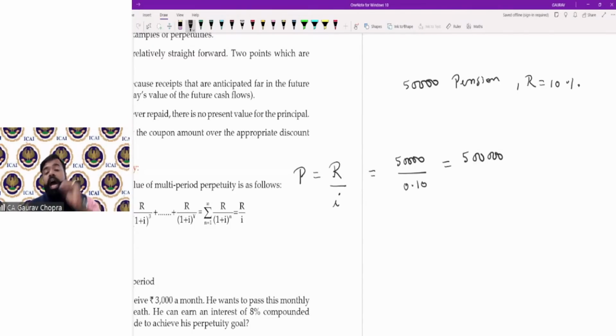तो उसके लिए आज आपको लमसम कितना डिपॉजिट करना है? 5 लाख रुपीस. सो मार्केट के अंदर आपने काफी सारे प्लान्स देखे होंगे, जैसे इंश्योरेंस कंपनी आजकल प्लान्स लेकर के आती है, पेंशन प्लान, रिटायरमेंट प्लान्स, जिसमें आज आपको लमसम डिपॉजिट करना है एंड फ्यूचर में वो आपको पेंशन देंगे इनफाइनाइटली. तो यहां पर वही कॉन्सेप्ट अप्लाई होता है.